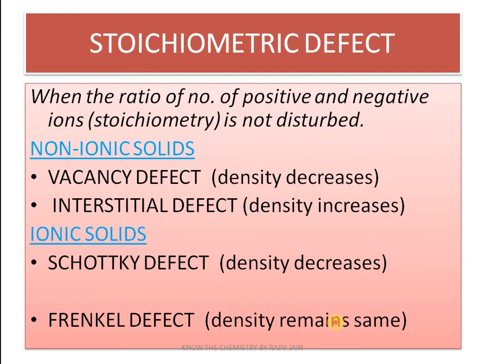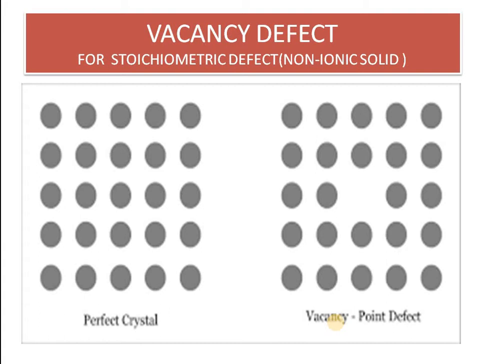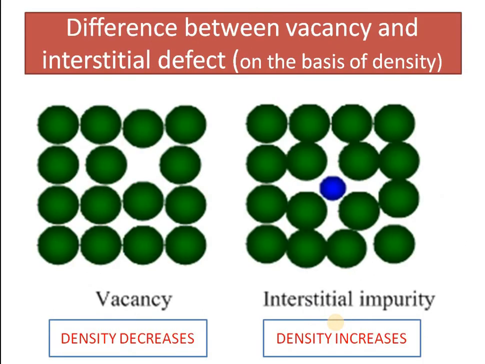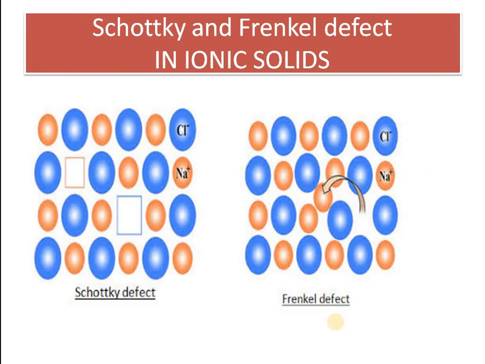So let us explain in a new manner. This is a vacancy, where an atom is missing. This is self-explanatory. Next is vacancy and interstitial, this is an atom and this is a non-ionic solid. Now you see, the density will decrease in the vacancy defect and the density will increase in the case of interstitial. Next is ionic. Previously we discussed non-ionic, this is ionic.